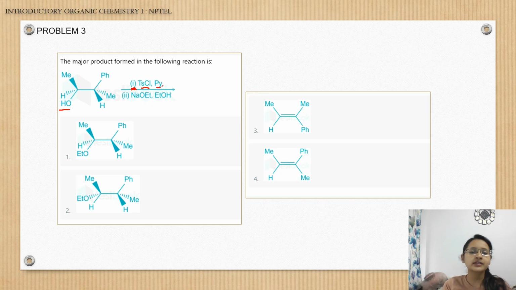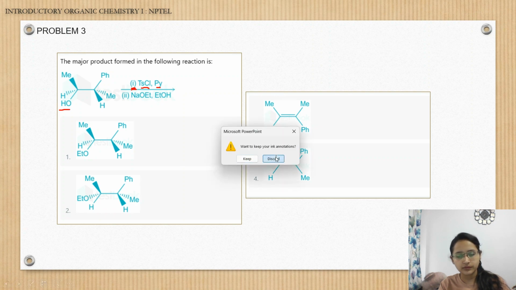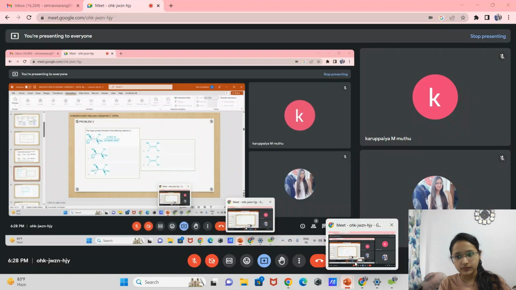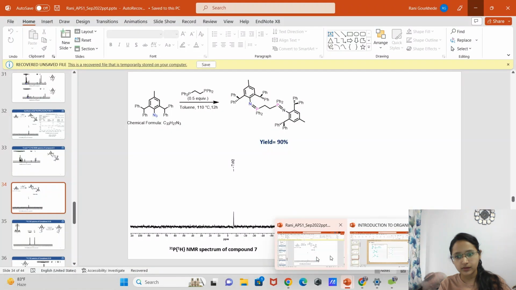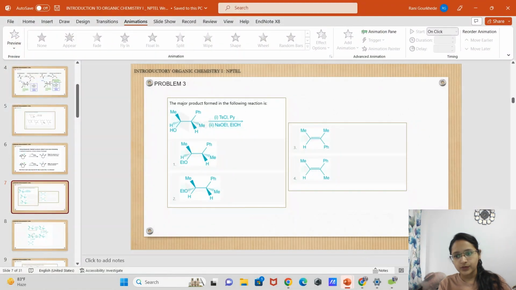So what happens? This pyridine, as being a base, what will it do? It will abstract the acidic proton. So if it is abstracting the acidic proton, then what could be the acidic proton that is present in the reactant? Which is the acidic proton?